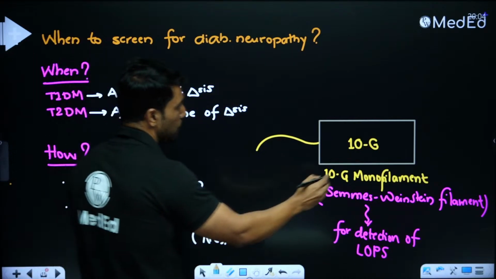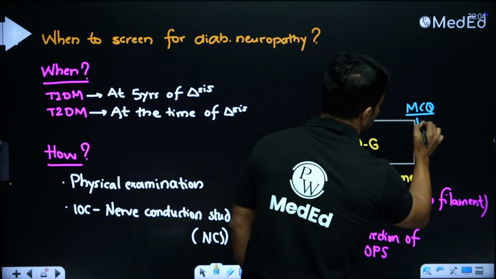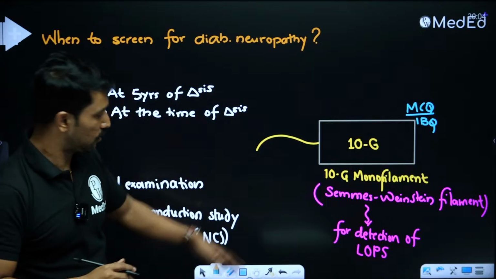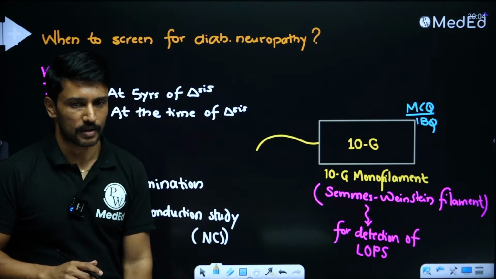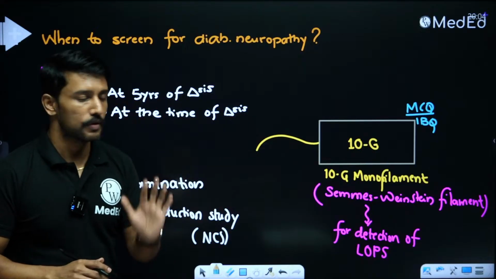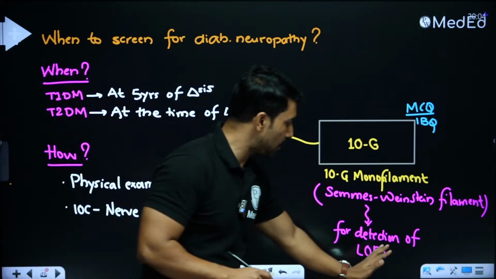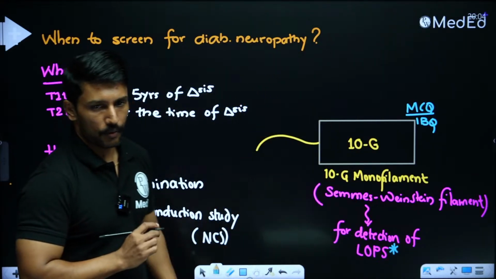This is an important MCQ that has been asked. It is not just a straightforward MCQ, but it is also an image based question. एक card और एक thread, उसके ऊपर 10 gram लिखा होगा. They will ask you what is it or what is it used for. INI-CET has asked multiple times what is it used for. Every time the majority of the students answer it is for screening of diabetic neuropathy. बिल्कुल नहीं, it is for the detection of LOPS. Very, very important point. Okay, clear?